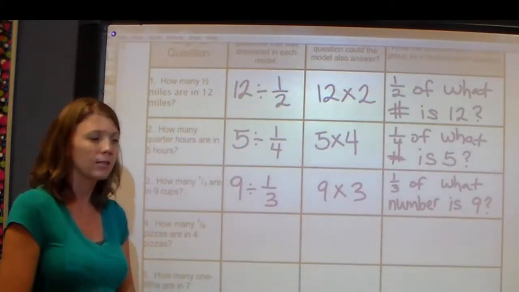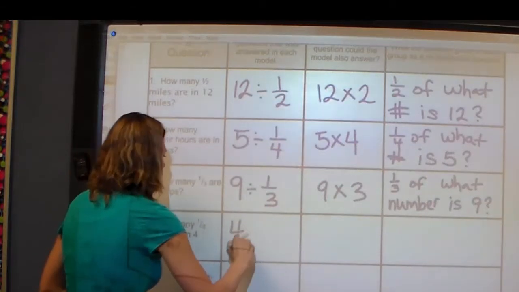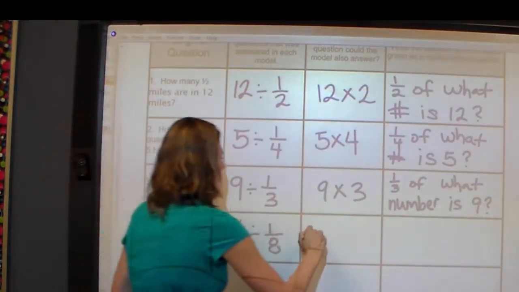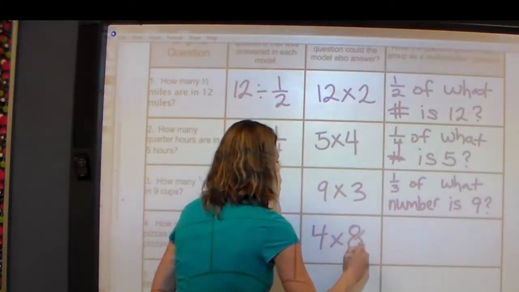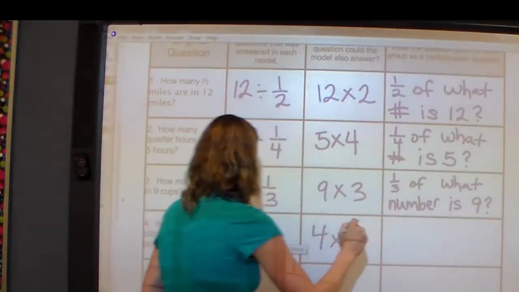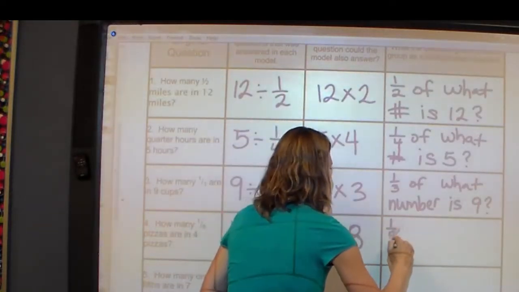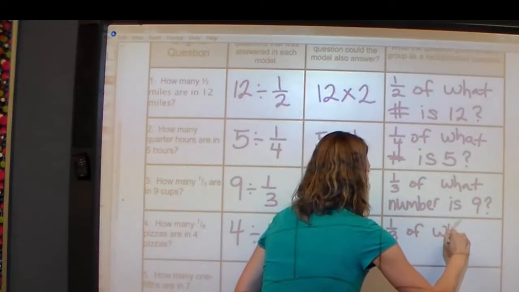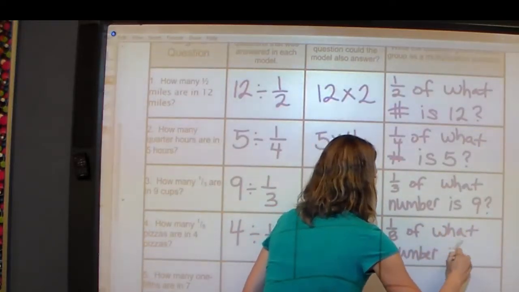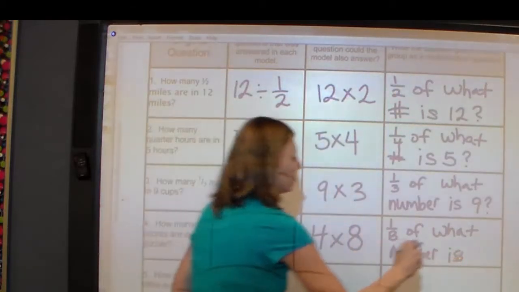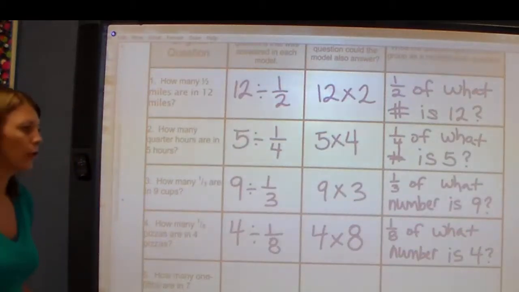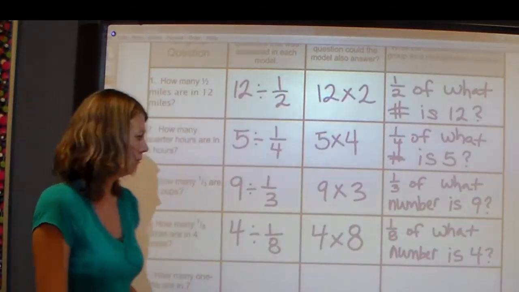So if you have 4 pizzas, let me go ahead and do our division. We're dividing the 4 pizzas into 8s. So you would multiply 4 times 8. And so our question would be 1/8 of what number is 4? 1/8 of 32 is 4.